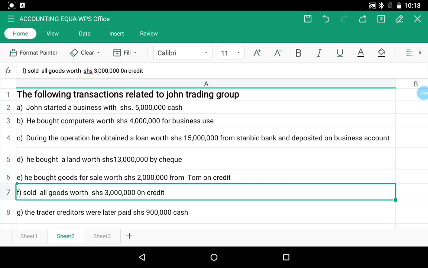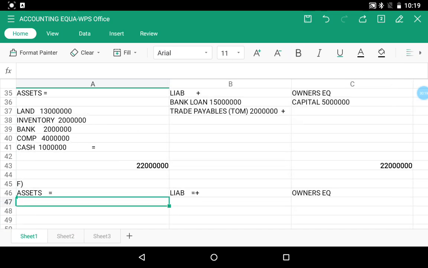And from our question, where they have said he sold all goods worth shillings 3 million on credit. So it means the goods he bought at 2 million, he sold them at 3 million. That means here on our underworking, remember, we still have our land worth 13 million.